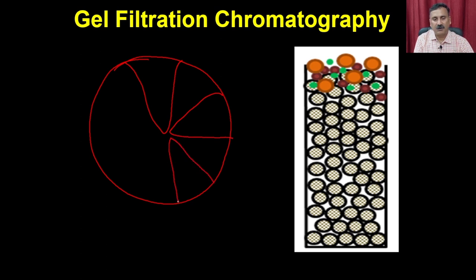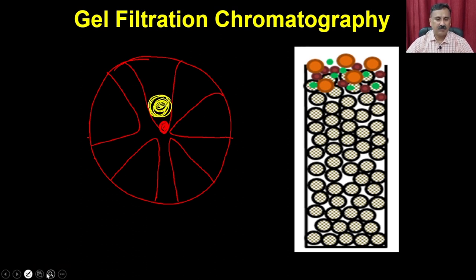So these are the pores on the gel filtration beads. These pores can be of different types, so you have the flexibility of choosing beads of different sizes. In this pore, the small size particles are going to sit at the bottom of this bead. The middle size particles are going to sit in the middle of this bead, whereas the large particles are going to be excluded, sitting at the top of this bead.